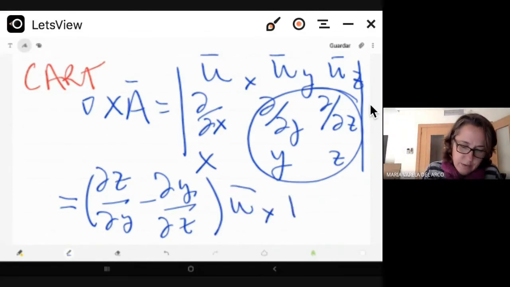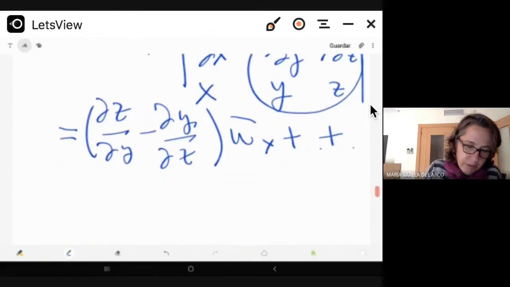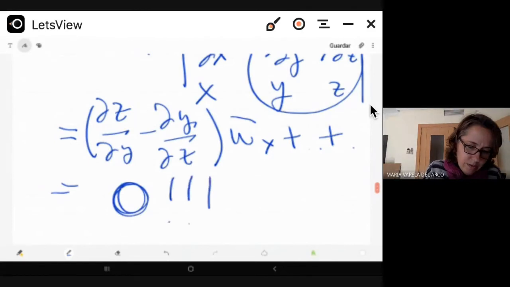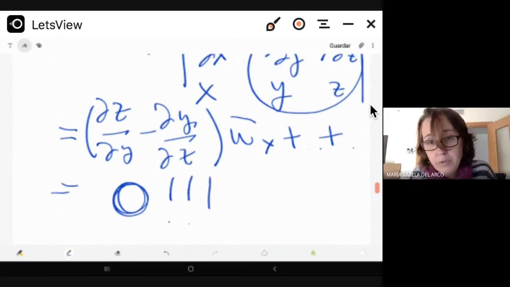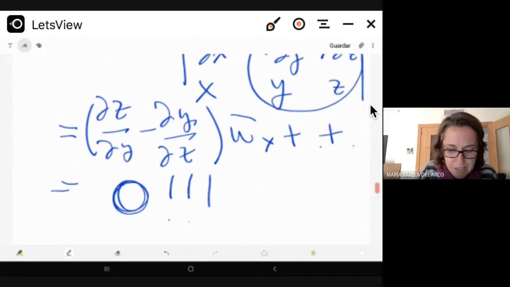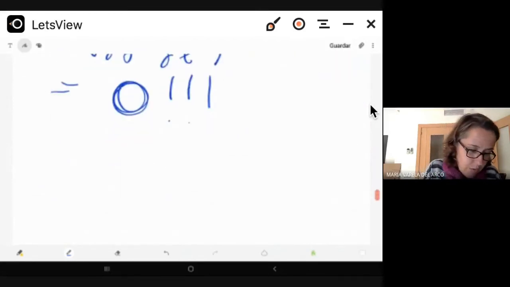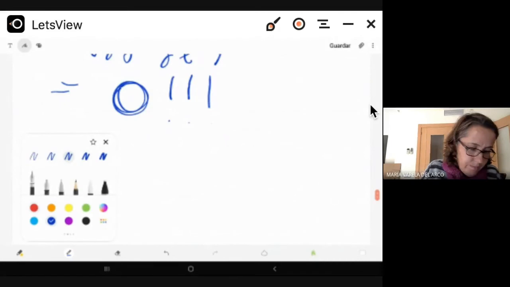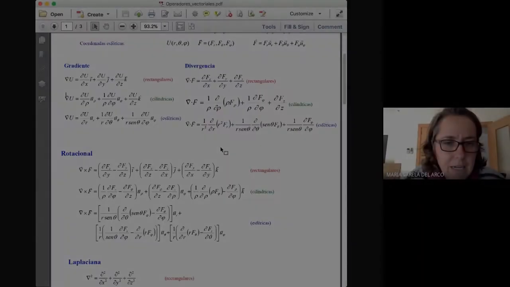Then second, third, same thing. Result, 0. Okay, it's a 0 for obvious reasons. If you try to do these derivatives, the partial derivative of z with respect to y is 0, and so is the other one. It's going to happen the same in the other components. So the rotational of A equals 0 when you calculate in Cartesian components. Now, what if we do it in cylindrical components?